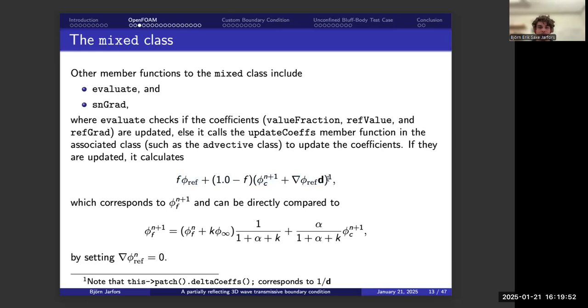Now, this equation is actually exactly the equation which we derived here when we discretize, if we set that the reference gradient is equal to 0. And this is actually the case in the wave transmissive boundary condition, that the reference gradient is 0. And I've been trying to understand exactly why we still have the reference gradient in the boundary condition, and all I can think about is that it's just to conform with the structure of the mixed general purpose boundary condition.